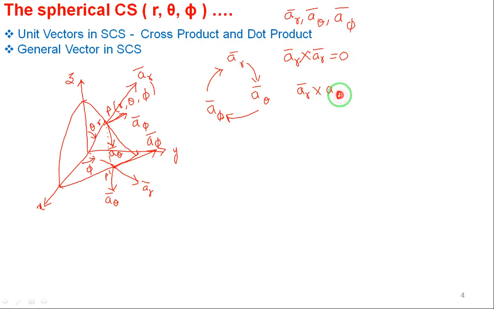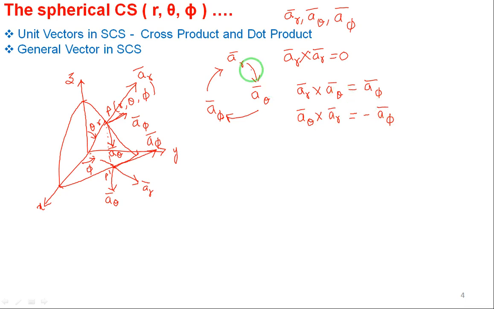What will it give me? They are mutually perpendicular to each other. Sin 90 is 1. So what will I be getting? The unit normal vector for AR cross A theta is A phi. This is the unit normal vector. Then if I reverse it, A theta cross AR, against the direction of the cycle, the unit normal vector is the same, but it will reverse the direction: minus A phi, that's all.